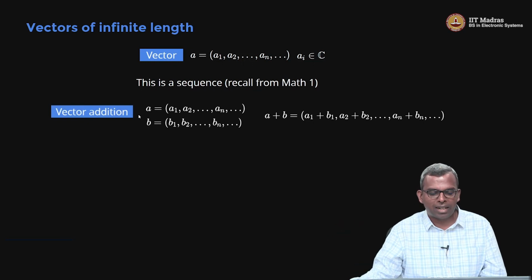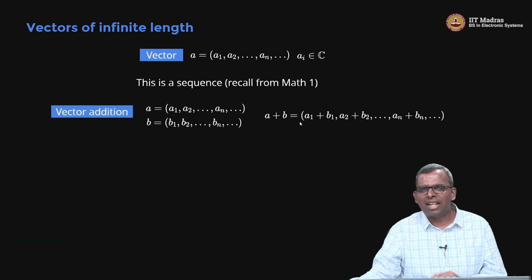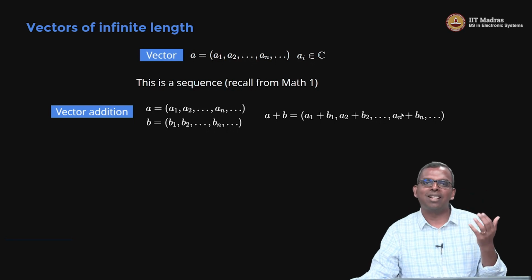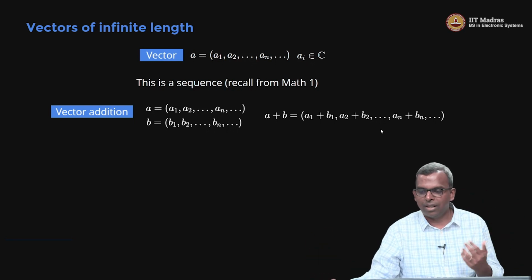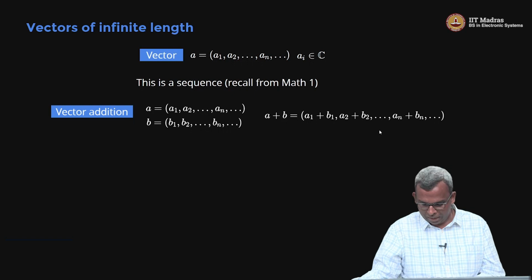If you want to do vector addition, you have a sequence A and you have a sequence B. I know that I can add sequences, right? So you just add the corresponding element, and this also becomes an infinite length sequence. So addition is trivial, right? So there's no real problem with addition.